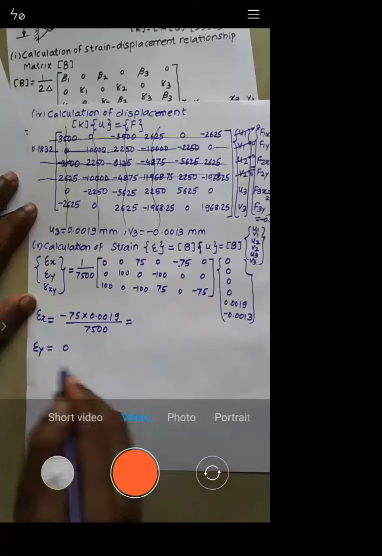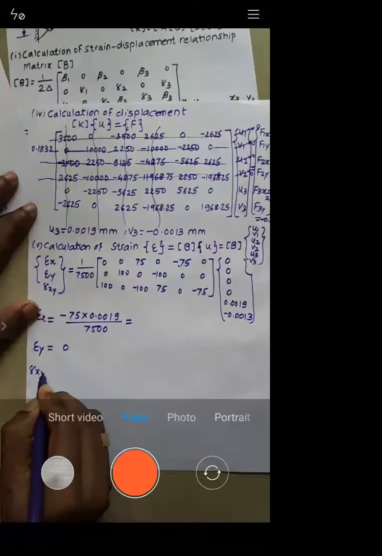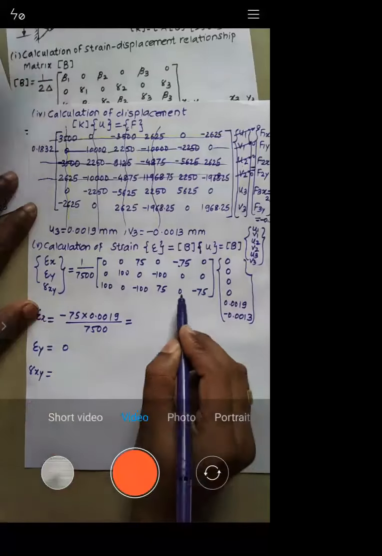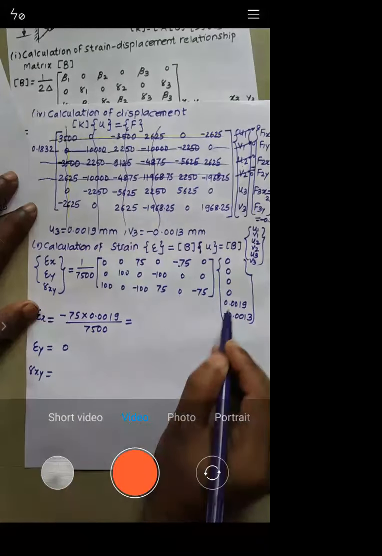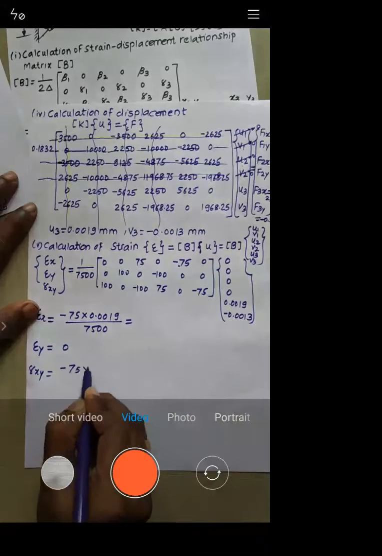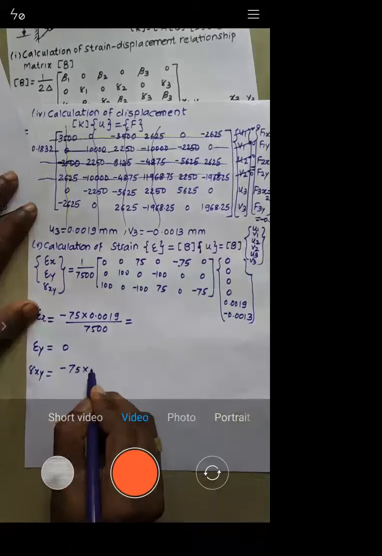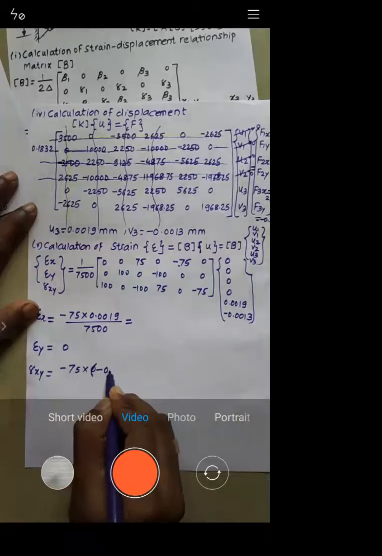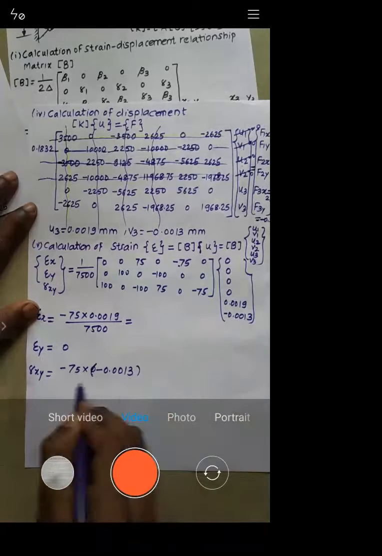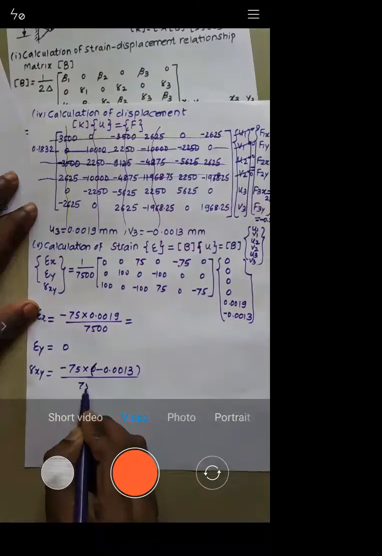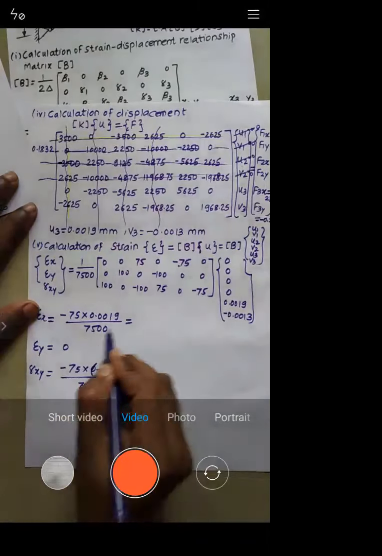Right? Now, gamma xy. How will you calculate gamma xy? Initially 4 terms are 0. This is also again 0. So it is minus 75, okay, into bracket minus 0.0013, okay, divide by 7,500. So they will give you the value of strain.